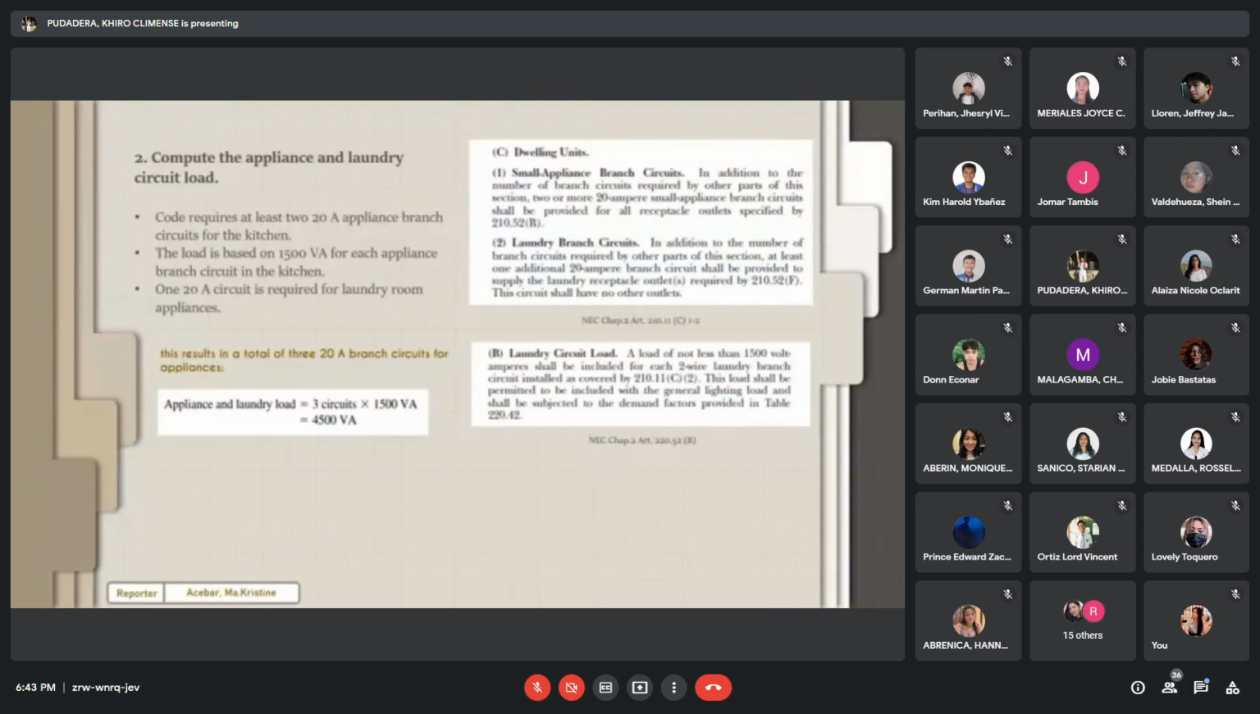Third, subtotal the general lighting, appliance, and laundry branch circuit loads. For the residential system example, ang general lighting nga atong gi-compute kanina, which is 6,642 VA, plus appliance and laundry circuit nga 4,500 VA. So ang subtotal is 11,142 VA. So that is the subtotal sa general lighting, appliance, and laundry branch circuit loads.